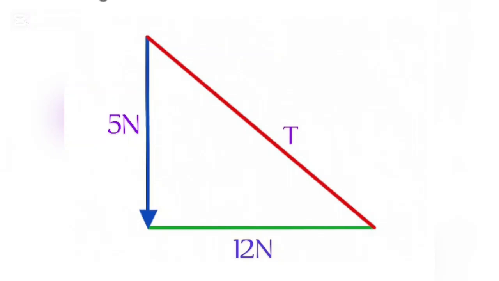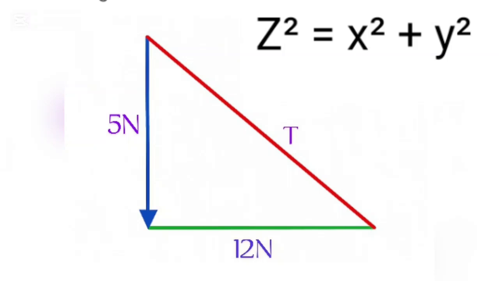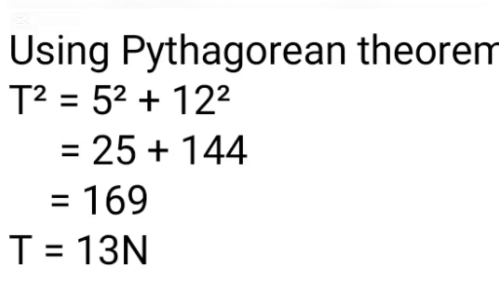We are now going to use Pythagorean's formula to solve for it, which is z squared is equal to x squared plus y squared. Our T is our z. So we will write T squared is equal to 5 squared plus 12 squared. 5 times 5 we get 25. 12 times 12 we get 144. 25 plus 144 will give us 169. T squared is equal to 169. Therefore, T will now be equal to 13 Newton by finding the square root of both sides. Our answer is 13 Newton.